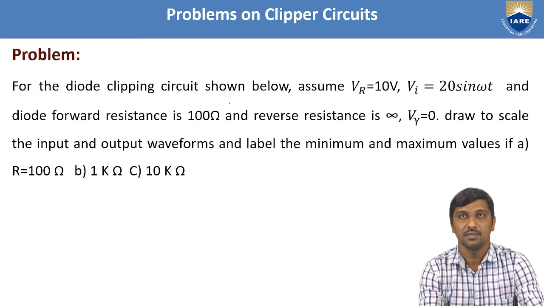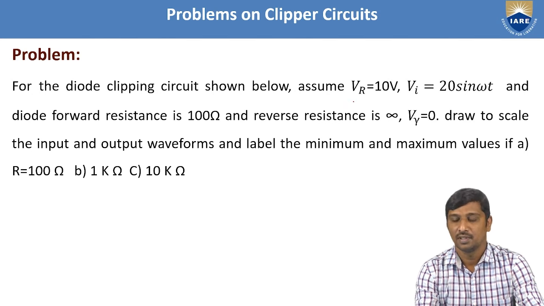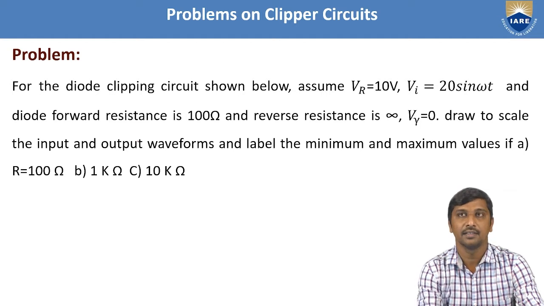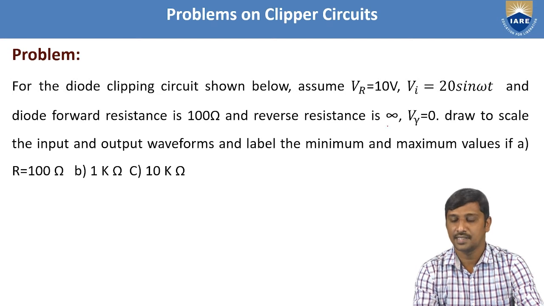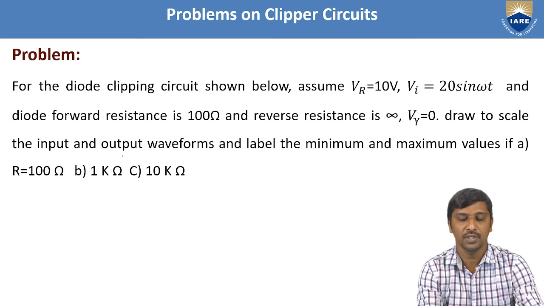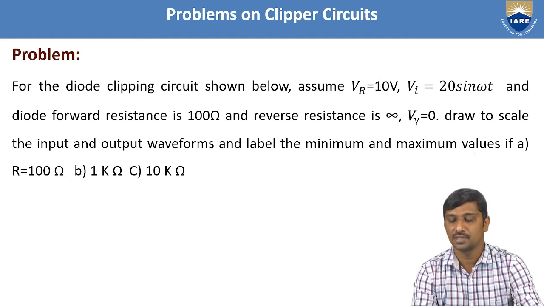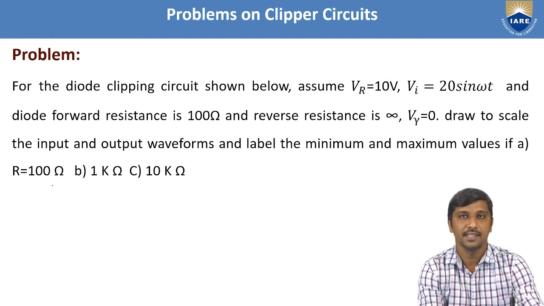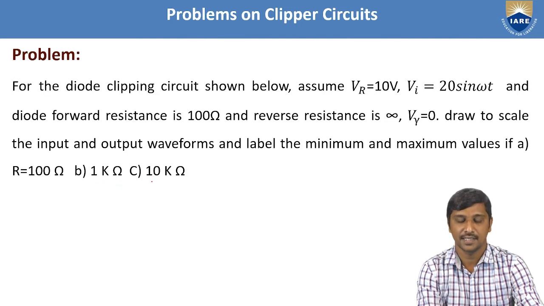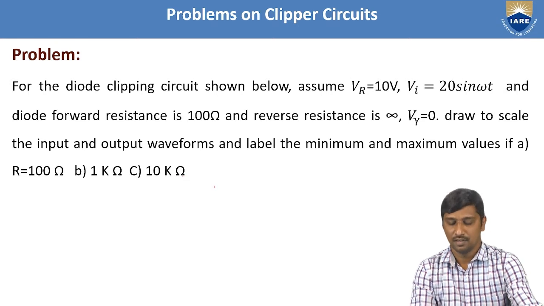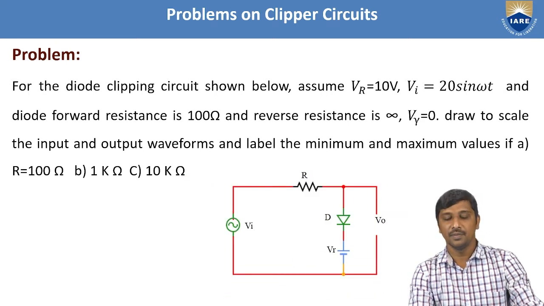For the diode clipping circuit shown below, assume VR is 10 volts and VA is 20 sin ωt, and the diode forward resistance is 100 ohms and the reverse resistance is infinite, and V gamma is 0. Draw to scale the input and output waveforms and label the minimum and maximum values if the resistance is 100 ohms, 1 kilo ohm, and 10 kilo ohms. So this is the given circuit.